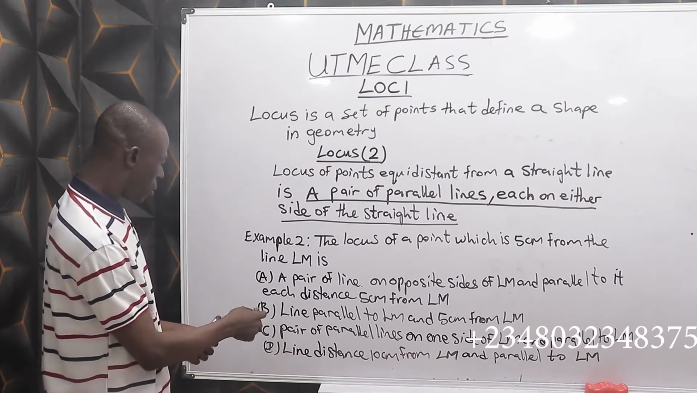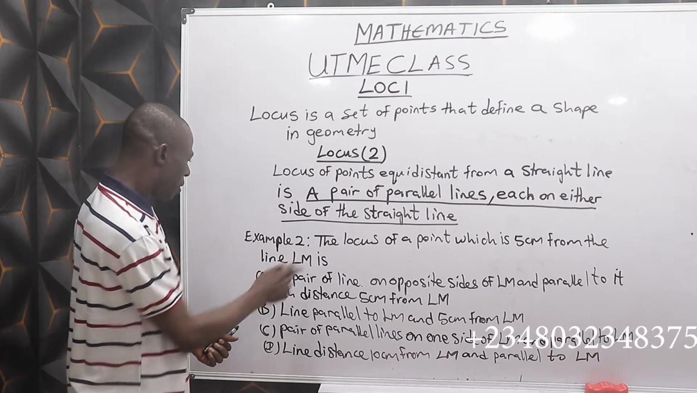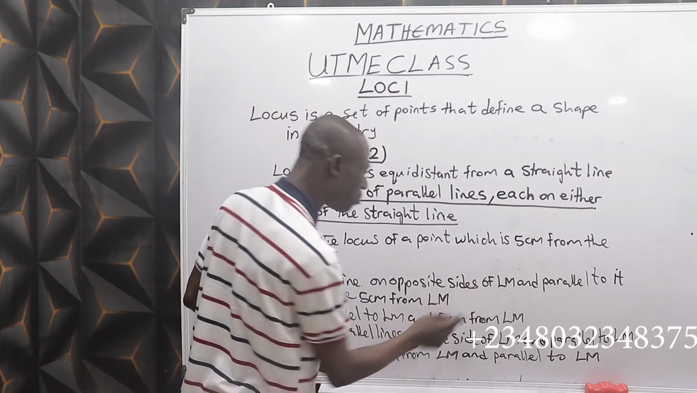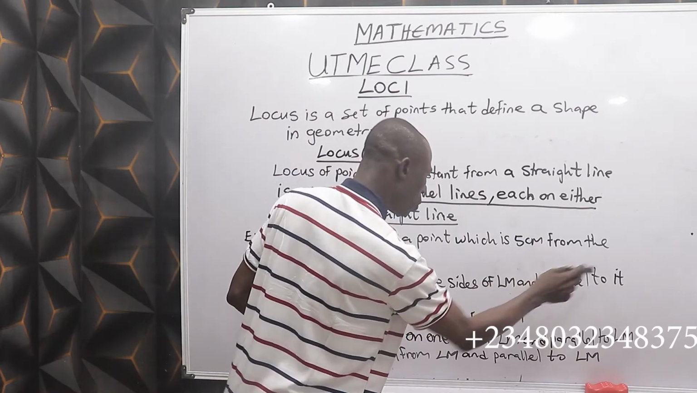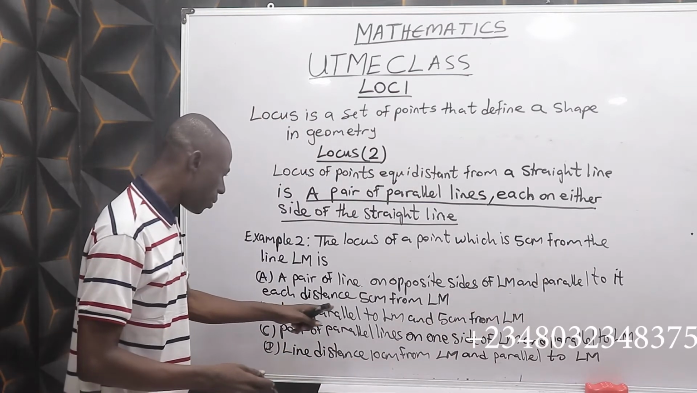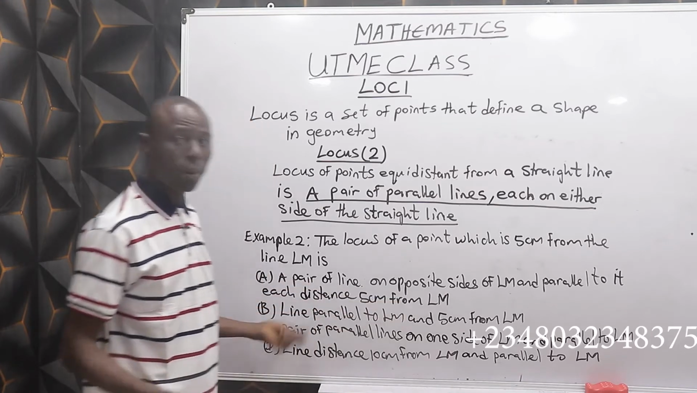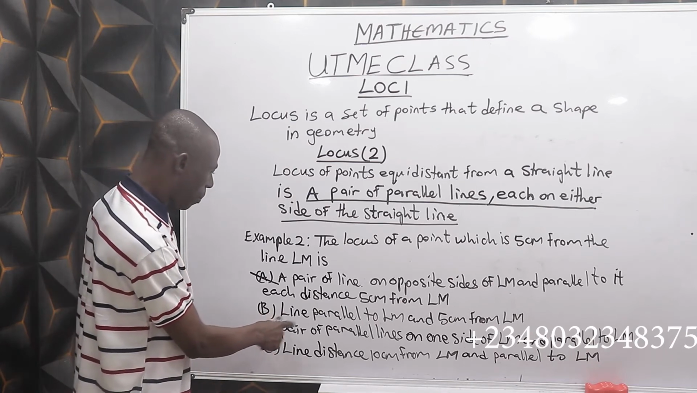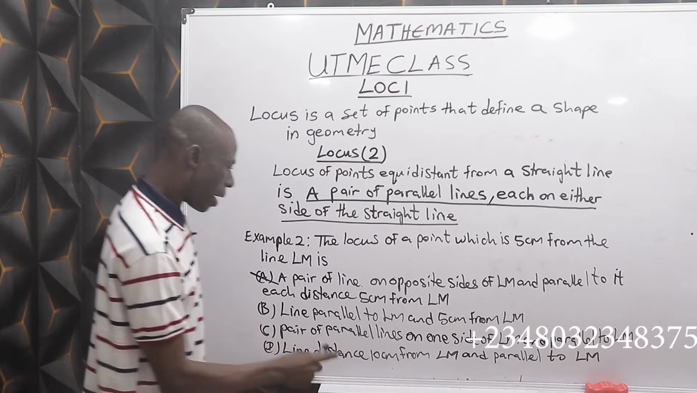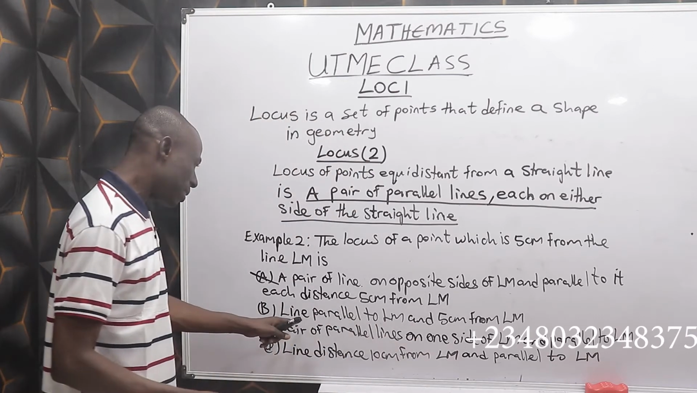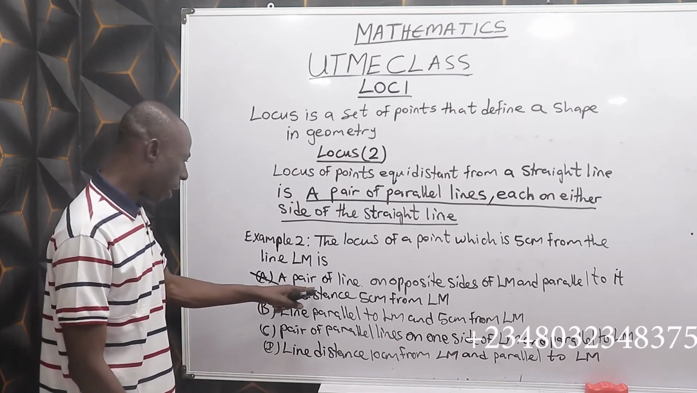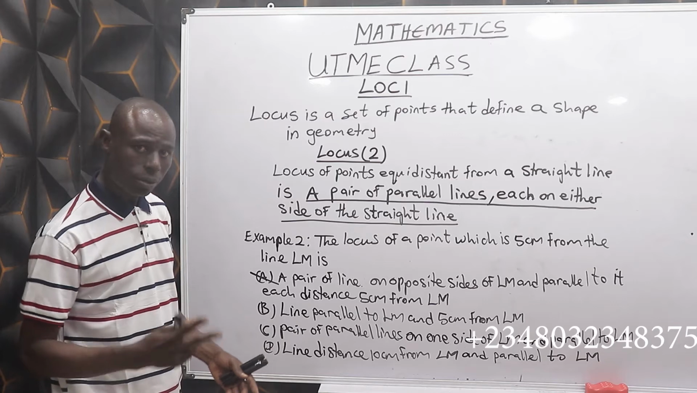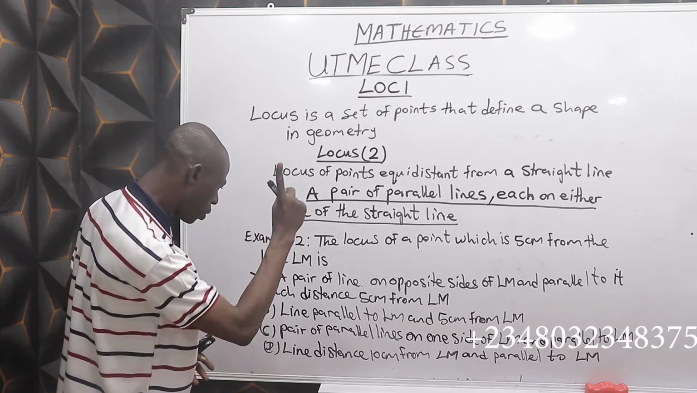So let's look at the options. Is a pair of lines on opposite sides of LM and parallel to it, each distance 5 centimeters from LM. That is our answer without wasting time at all, because look at the other one. Line parallel to LM and 5 centimeters from LM. Line, just one line. But this is a pair of lines. Do you understand? In a pair, we have two. But option B, only one line.